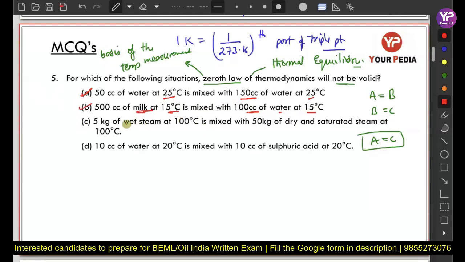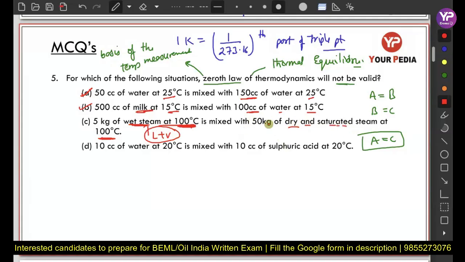Coming to the next case, 5 kg of wet steam at 100 degrees Celsius is mixed with saturated steam. Here you can see the system is at 100 degrees Celsius. It is a wet steam, so here we have liquid plus vapor. Correspondingly, here we have dry and saturated steam.